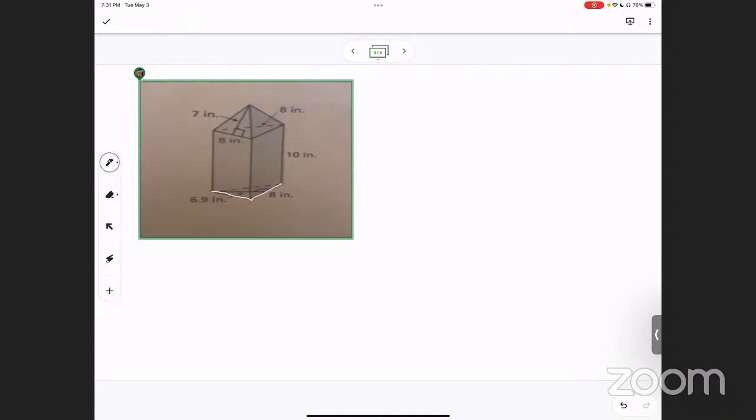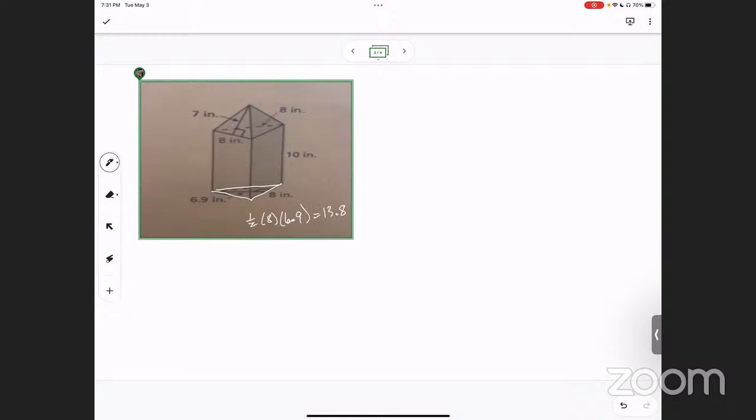Just half base times height, right? That's right. Good. So it's 1/2 base times height, which is that. So it'd be half of 4 times 6.9. Well, it's not half of 4. It's half of 8, which is 4. Yeah, that's what I meant. Okay. So that is 13.8.